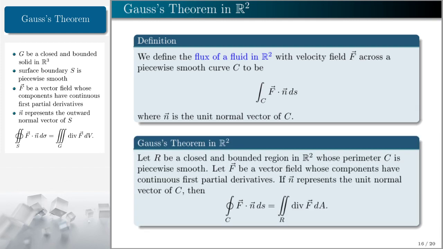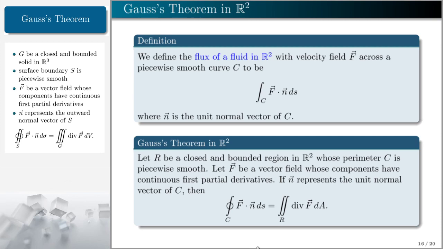Now, Gauss's theorem in R squared will be as follows. Instead of having a closed and bounded solid G, we will have a closed and bounded region R. And instead of having a surface S, we will have the perimeter curve C, which is piecewise smooth. Also, the n here will be our unit normal vector in C. And it is stated that the flux of f across your curve C will be equal to the double integral of the divergence of f over the region R.